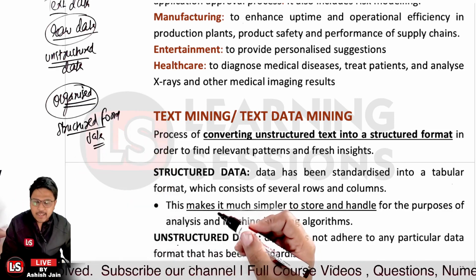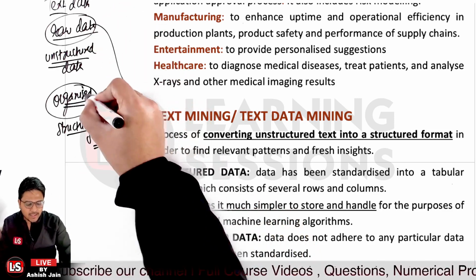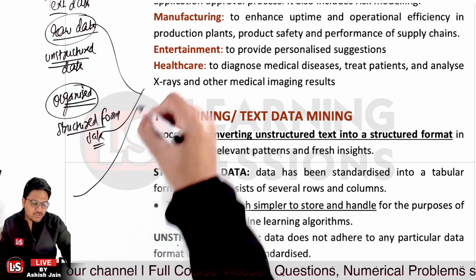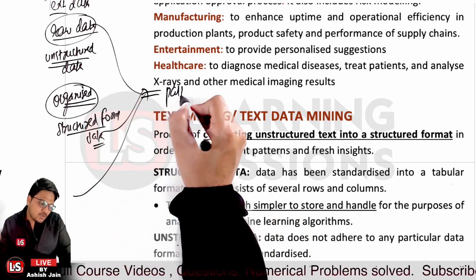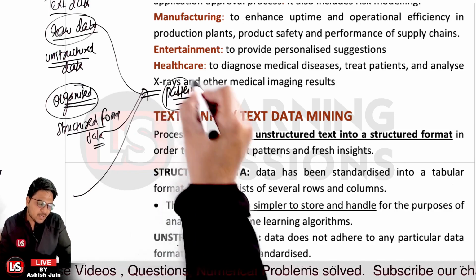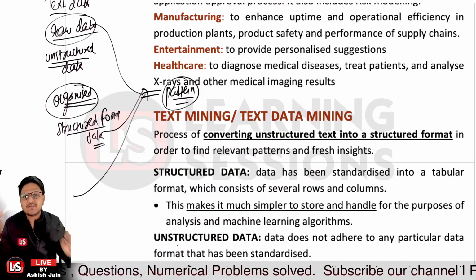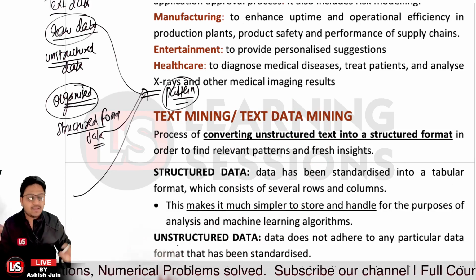The main thing is that, either from raw data, structured data or semi-structured data, we want to find different patterns and trends. If there is any anomaly, we want to look for that. That's the main idea behind text mining or text data mining.